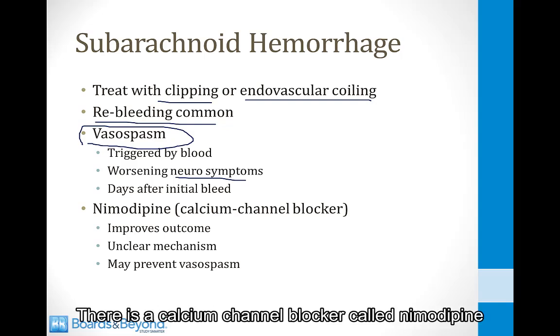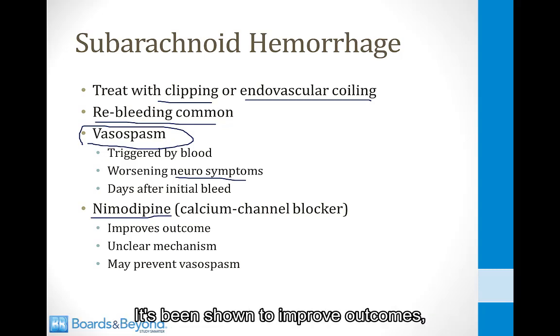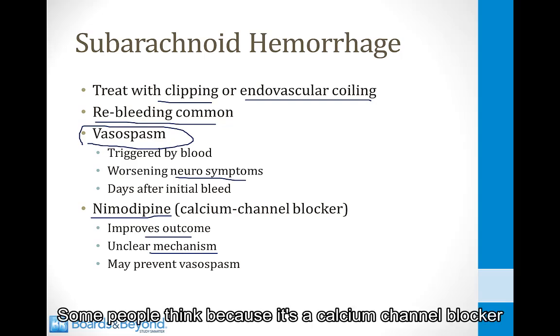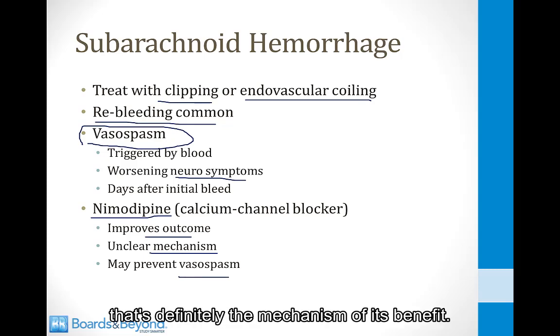There is a calcium channel blocker called nimodipine that's given to patients with subarachnoid hemorrhage. It's been shown to improve outcomes, but the mechanism is unclear. Some people think because it's a calcium channel blocker it may prevent vasospasm, but it's not been shown that that's definitely the mechanism of its benefit.